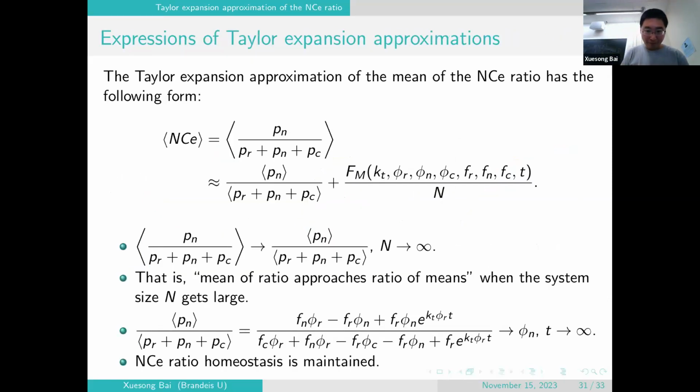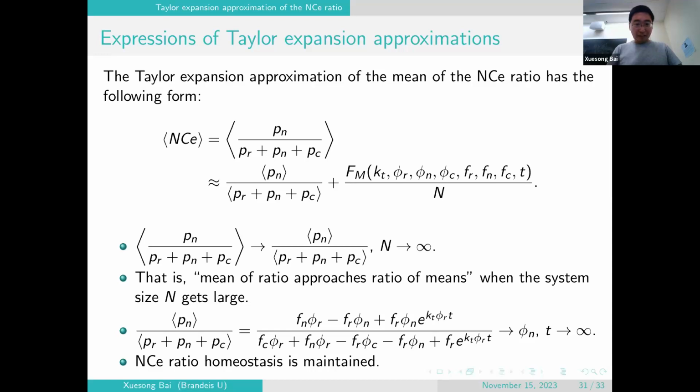So this is the system size thing. And the ratio of the means itself is a little bit technical, but I need to show it, because if you look at this expression, as t goes to infinity, these two grow, and the limit of this whole thing will just be the phi n showing up in here. And this is the NC ratio homeostasis that I mentioned before. So, questions?